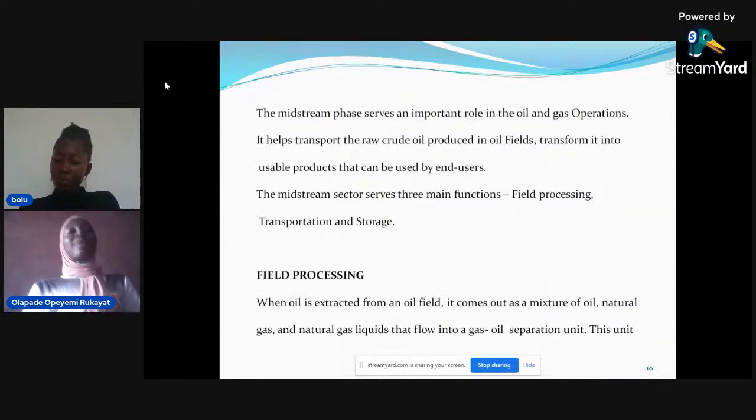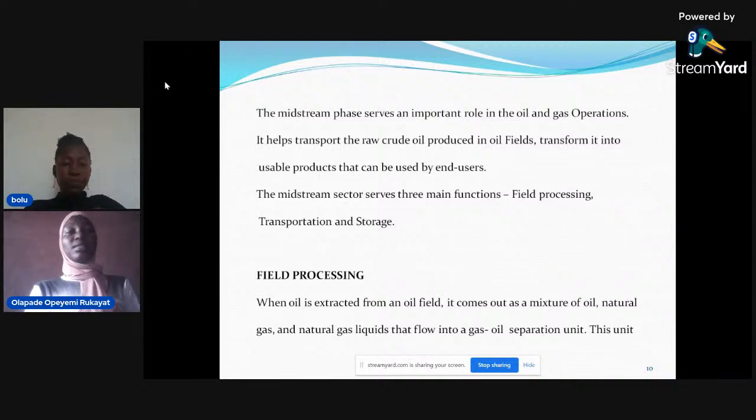So the midstream phase serves an important role in the oil and gas operation, and it helps transport the raw crude oil produced in oil fields, then transform it into usable products. Like I said, the midstream sector serves three main functions: one, field processing; two, transportation; and three, storage.